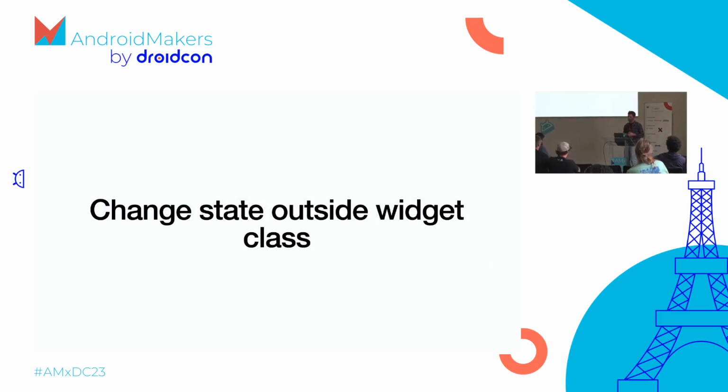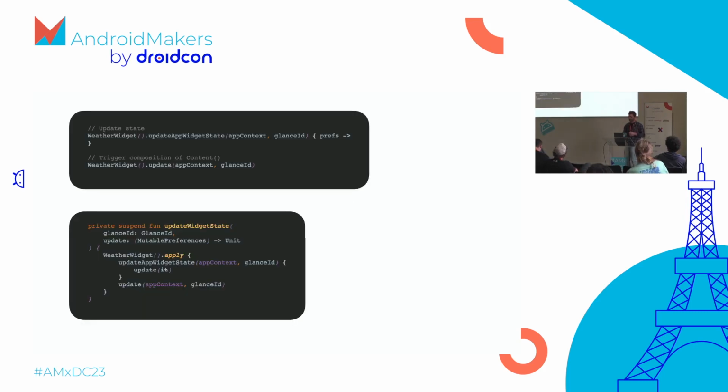This is a totally different story, because we know how to update the widget from inside of the widget, but how to update it from another class. There are two functions, one that is updating state and one is updating the UI. In my case, I want the widget to be updated every time the state changes. So I just combine it into one function, which is update widget state. It is just combining those two things.